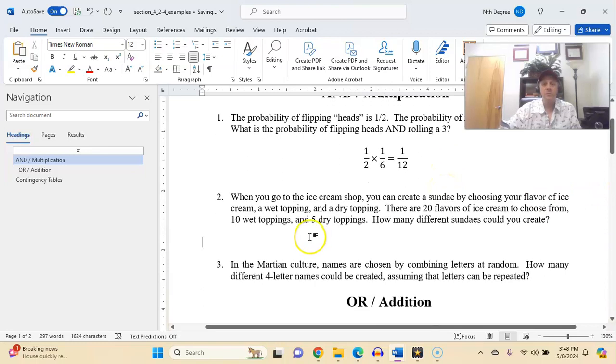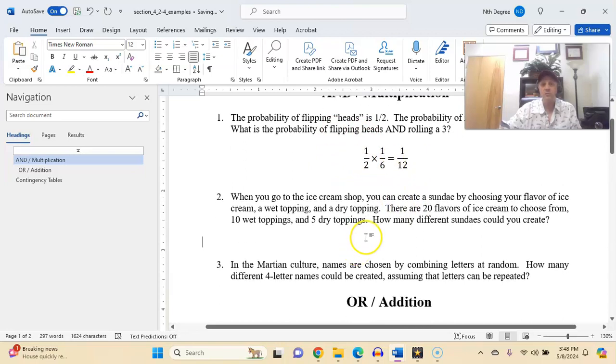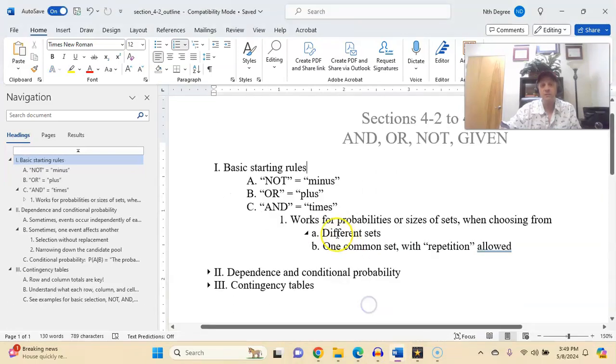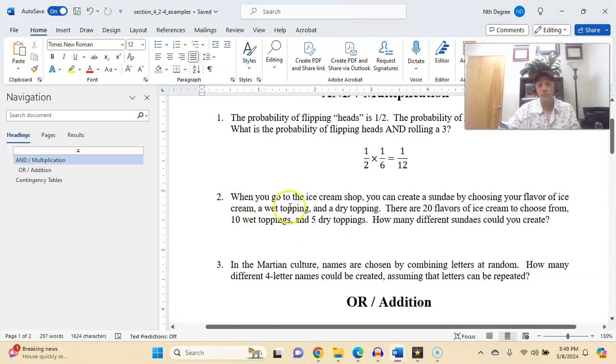Question number 2. Now, number 1 involved fractional probabilities. Number 2 is going to involve whole number sizes of sets. And this is one of those examples where we're choosing from multiple, different sets, like the note said here. So when you go to the ice cream shop, you can create a sundae by choosing your flavor of ice cream, a wet topping, and a dry topping. Interesting. And, okay, and means times.